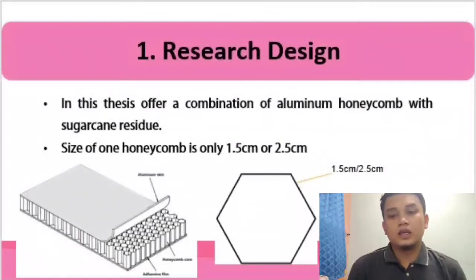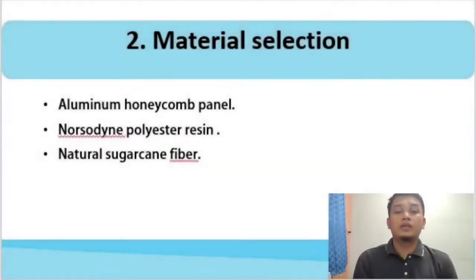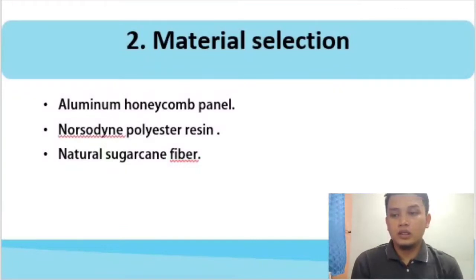In this thesis, it offers a combination of aluminium honeycomb with sugarcane residue. Next, the size of one honeycomb is only 1.5 cm to 2.5 cm. The materials that we use in this thesis are, the first one, aluminium honeycomb panel, next, polyester resin, and lastly, natural sugarcane fiber.